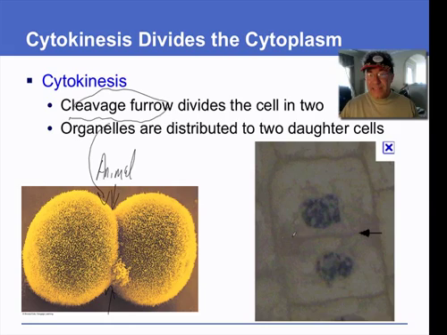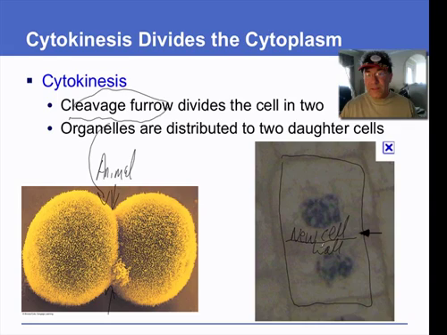And in a plant cell, you can't do that because they have a cell wall. Here's the cell wall going around a plant cell. What you can do is make a new cell wall, and that's called a cell plate. A cell plate is made, which is a new cell wall which divides the cell into two.